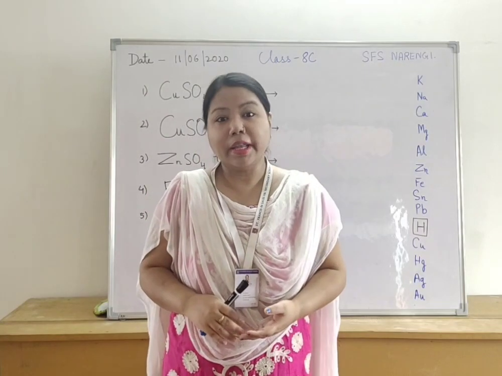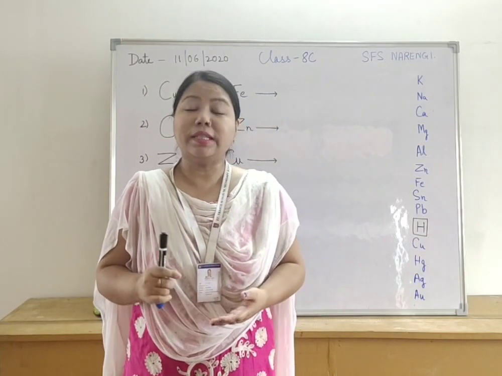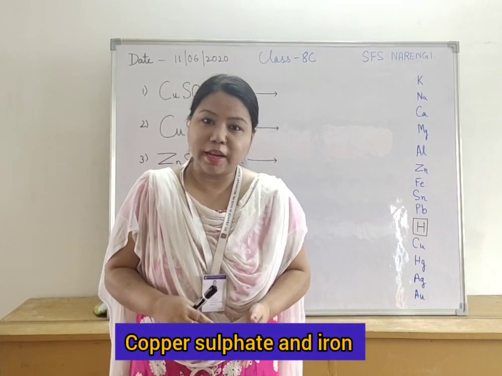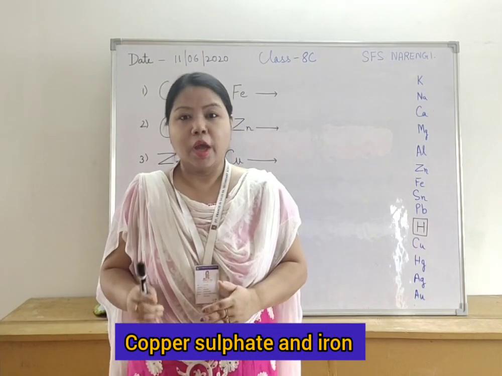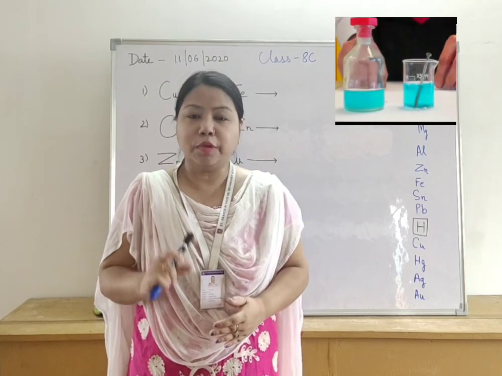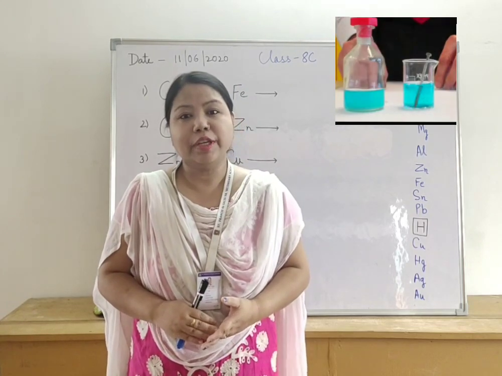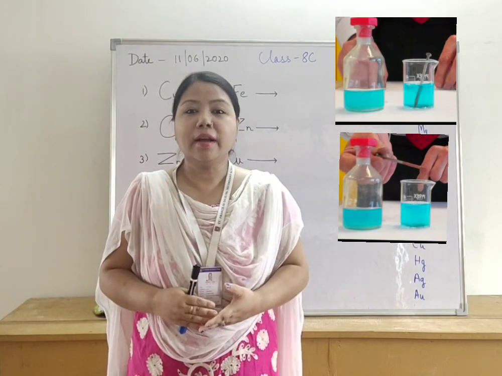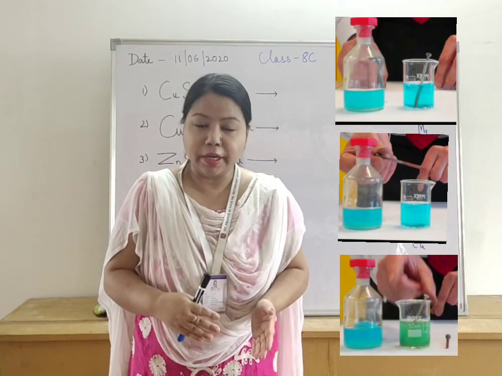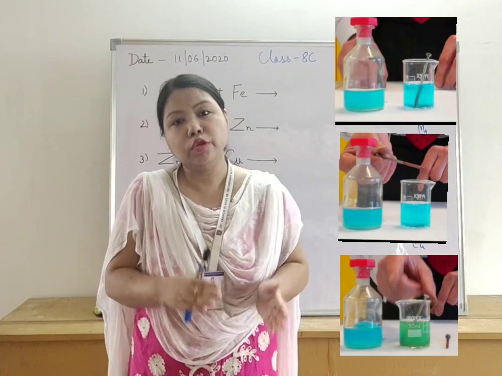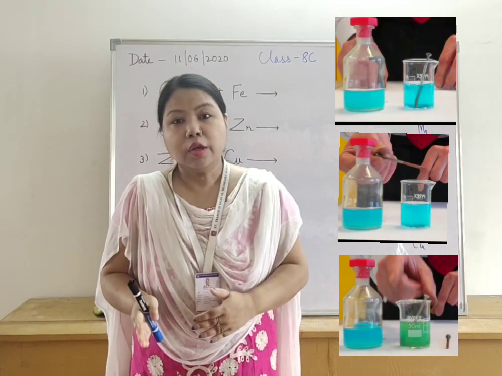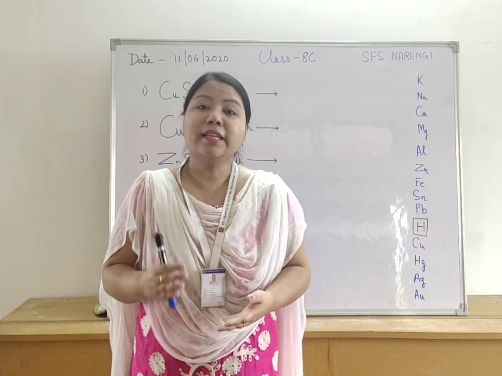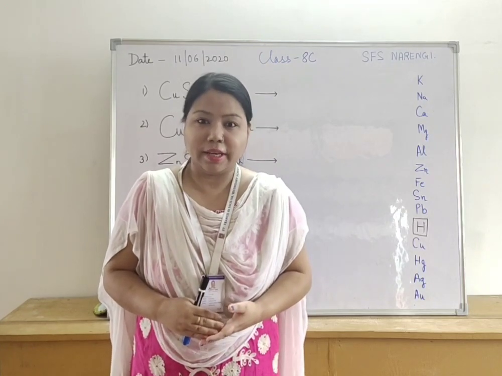You may remember that in class 7 we discussed a reaction between copper sulfate and iron. When an iron nail is put in copper sulfate solution, a reaction takes place and the color of the copper sulfate changes from blue to green. So why did that change take place? Let us discuss it in today's class.